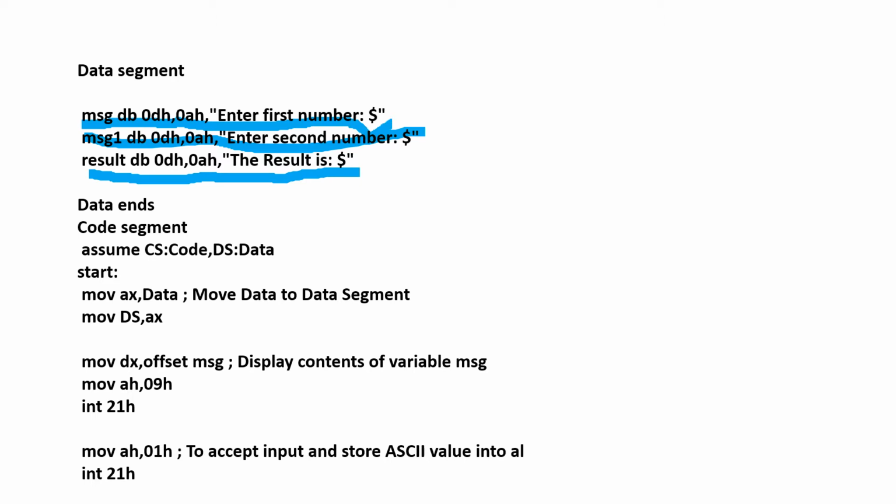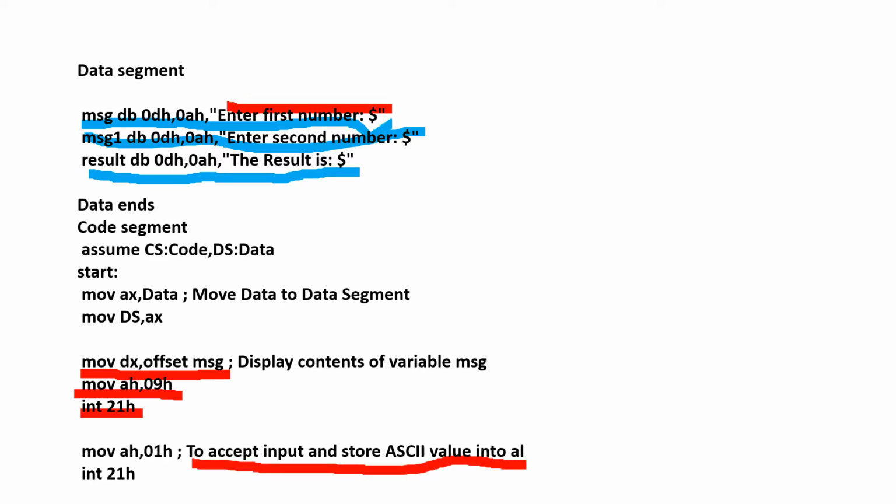And next we want to display the content of variable message. We want to display this content, enter first number. For that we use the code mov dx, offset message and mov ah, 09h, int 21h. Then we get the message enter first number. So we try entering the first number. So the system wants to accept that input. To accept input and store the ASCII value into AL, we use the command mov ah, 01h, int 21h.